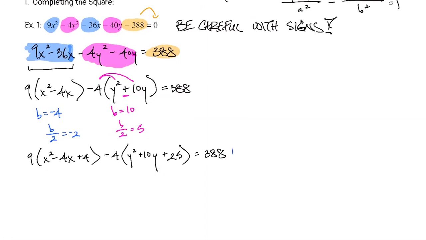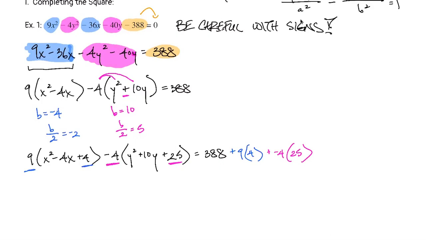Good, I buy that. Plus 9 times 4 for the x's, or 36. And what do we add to the other side? Good. Plus negative 4 times 25. Good. So we've got the negative 4 and 25. That's the pink part. And then we have the 9 and the 4. That's the blue part. Okay.